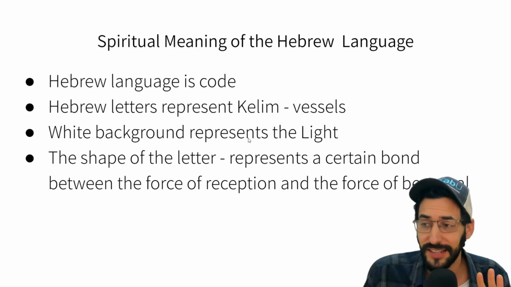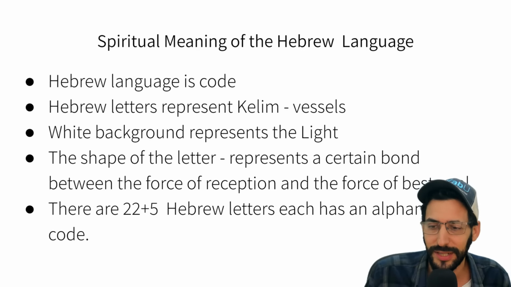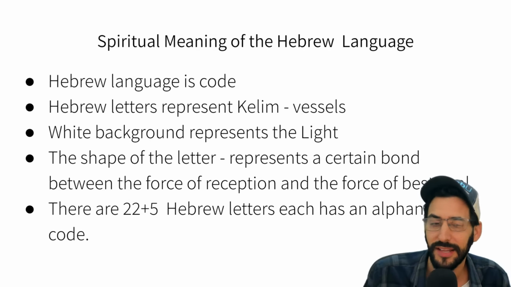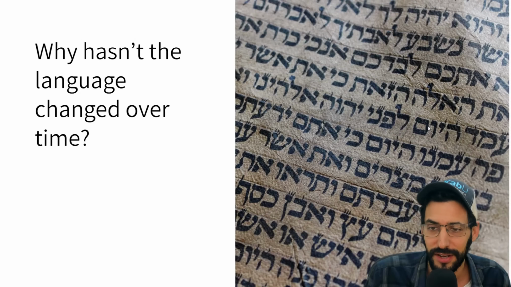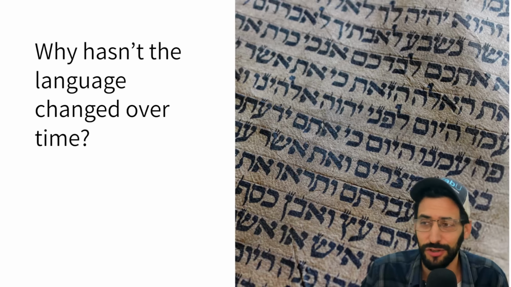So it's fascinating that there is actually this connection between reception and bestowal, and it's expressed in writing. So altogether, there are 22 letters plus 5 final letters, altogether 27, and each of them has an alphanumeric code. That's what I said before about gematria. So I have a question for you. Why hasn't the language changed over time?